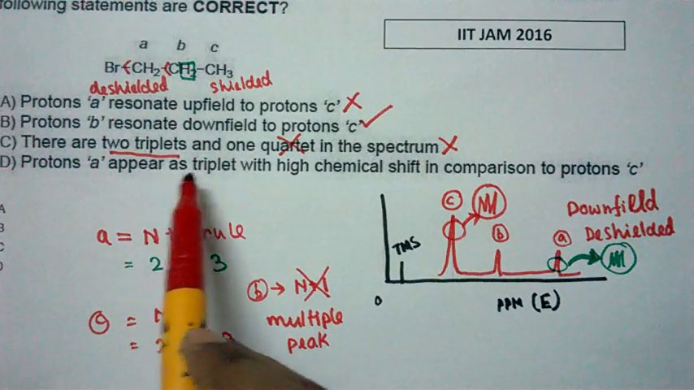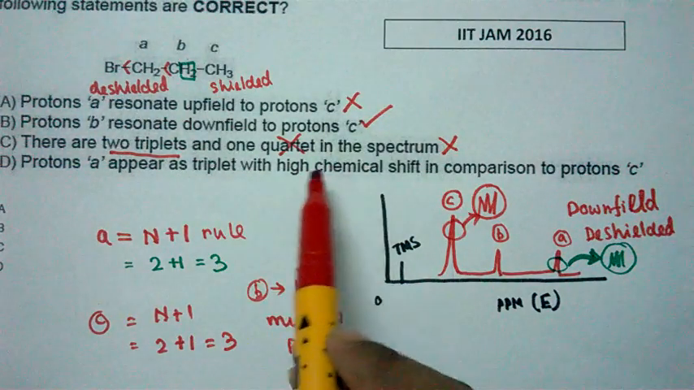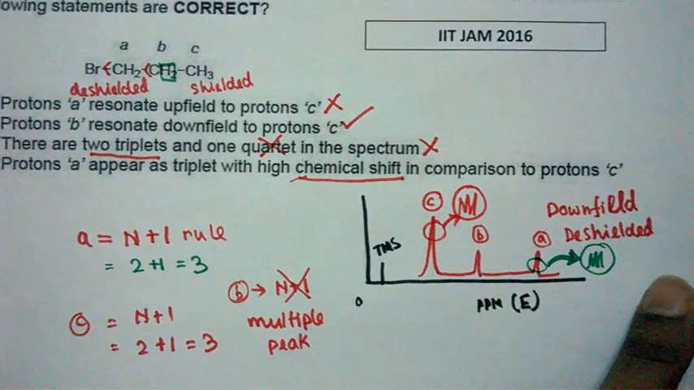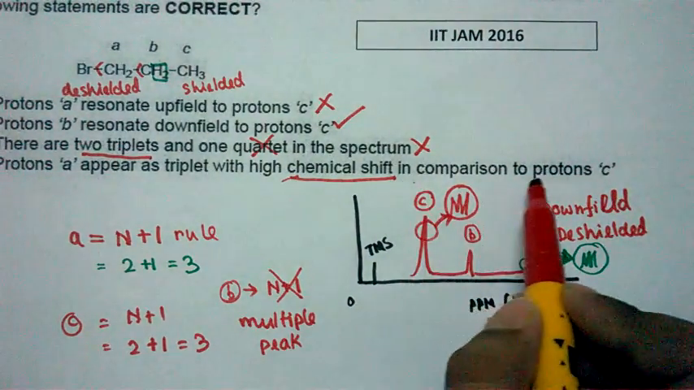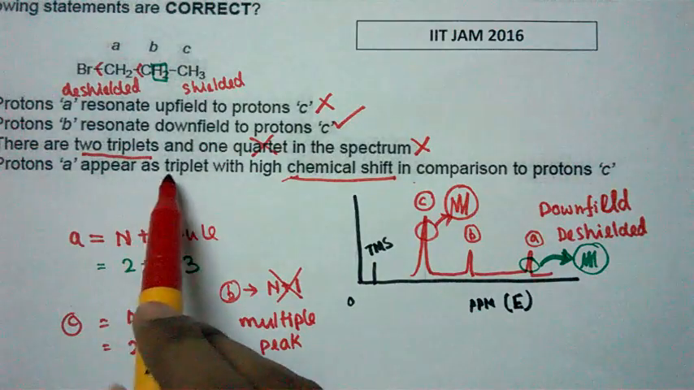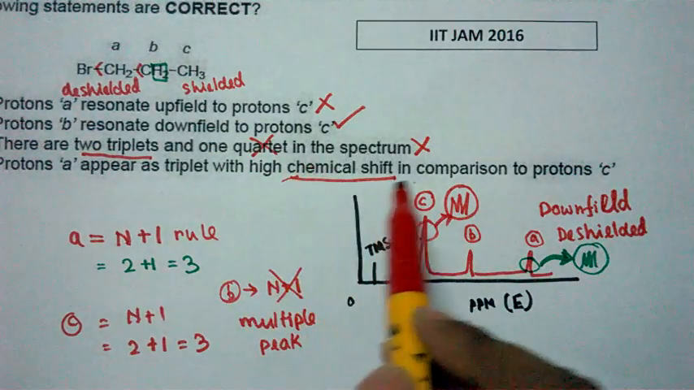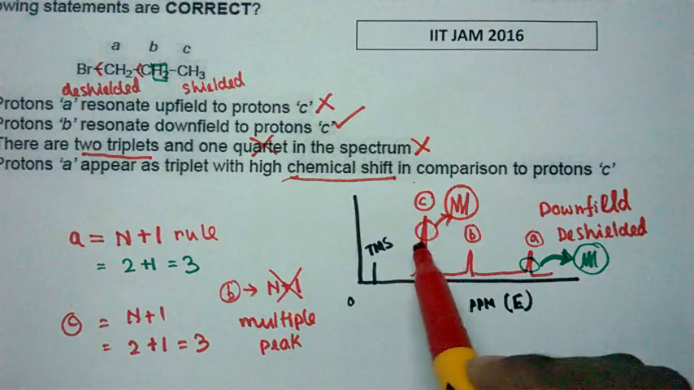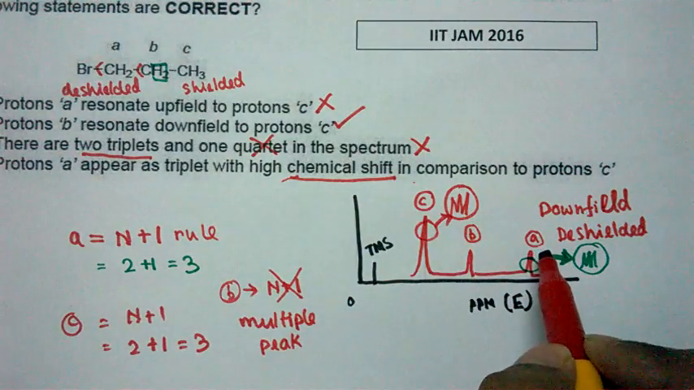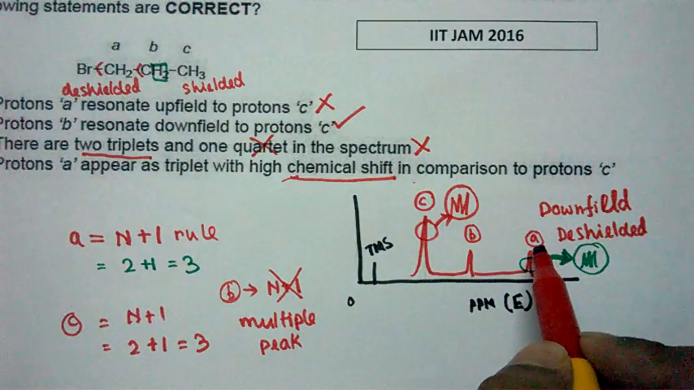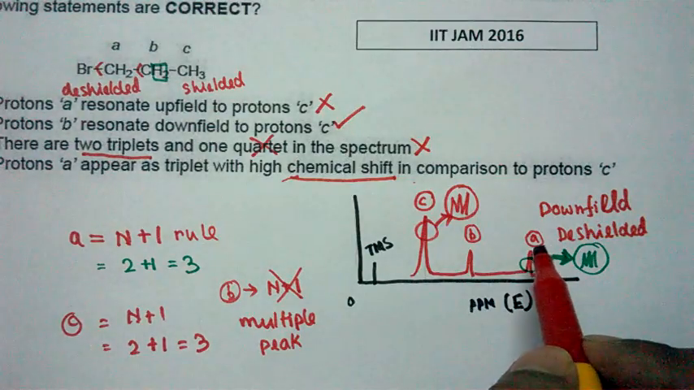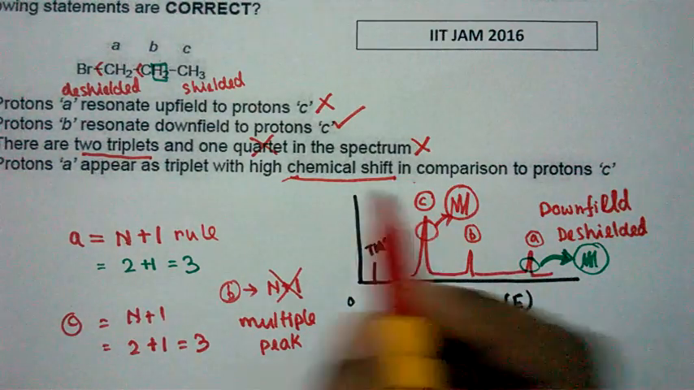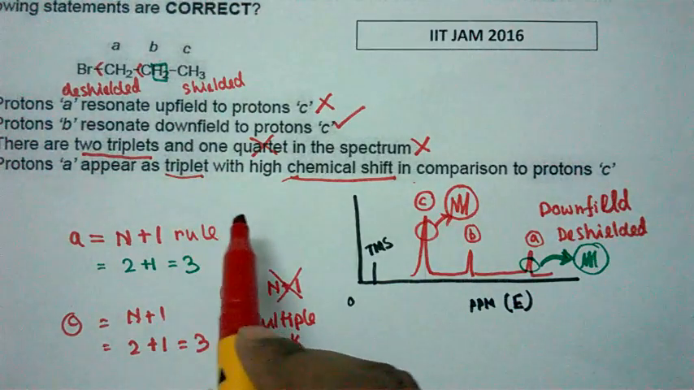Proton A appears as a triplet with high chemical shift in comparison to proton C. Okay, here is another new term, chemical shift. We would in a moment see what chemical shift is. As you can see from the spectrum, the protons of A and the protons of C, if we analyze their spectrum, both have triplet splitting. So this is correct. The triplet splitting is correct.